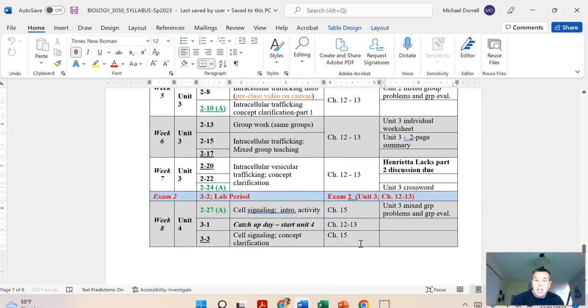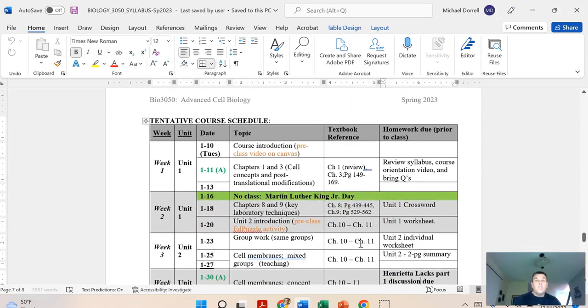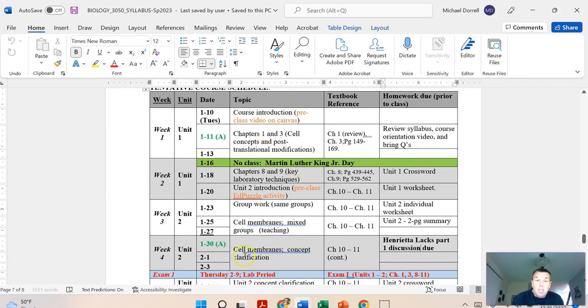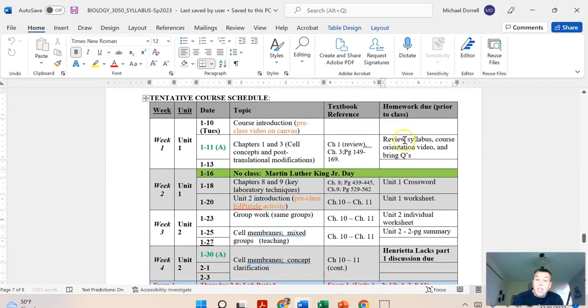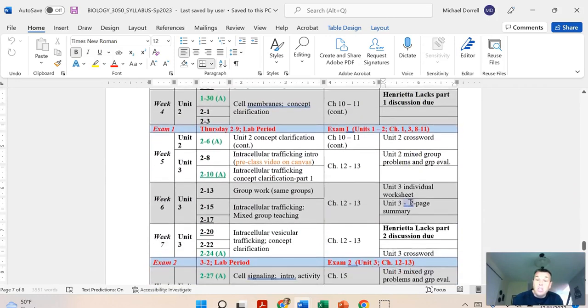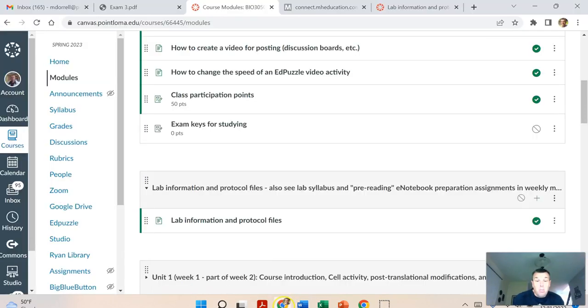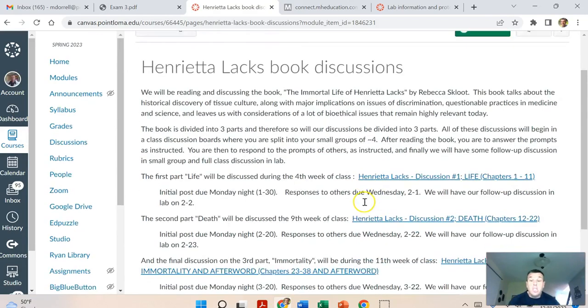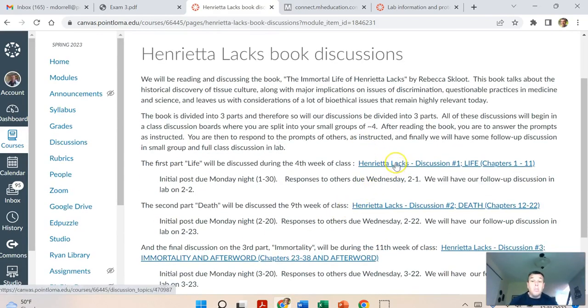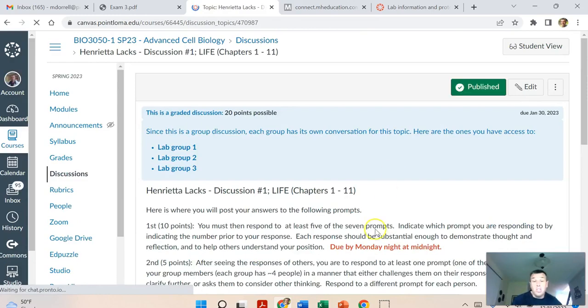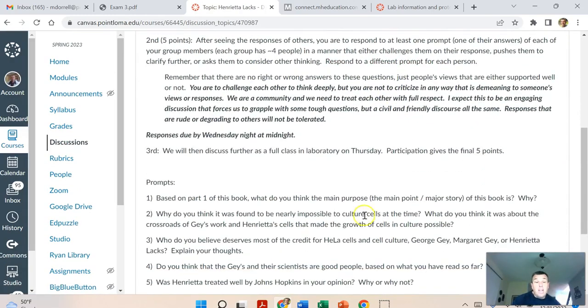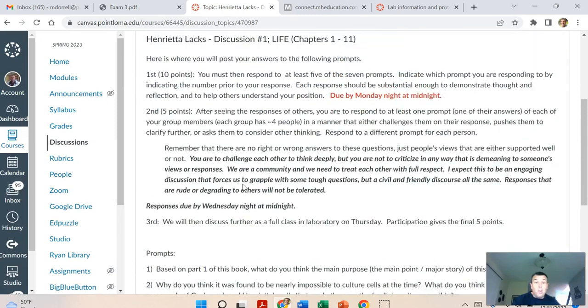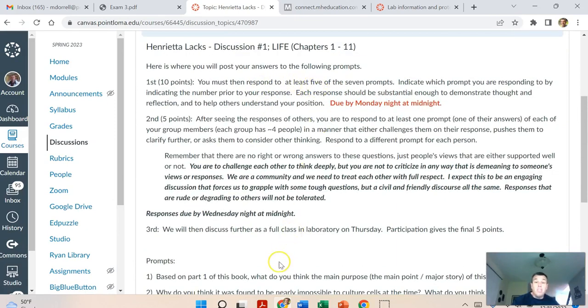All right, so that's how you can use the course schedule to find out the topics, the dates, the textbook parts that we're talking about, and what's due in each of these portions along the way. But that information is also found in Canvas. So again, if you go to the Henrietta Lacks book discussions, this takes you to each of the discussions. There's some information here, but the real information is going to be in the discussion itself. And so you have the actual prompts, right? In this case, you have to respond to 5 of the 7 prompts.